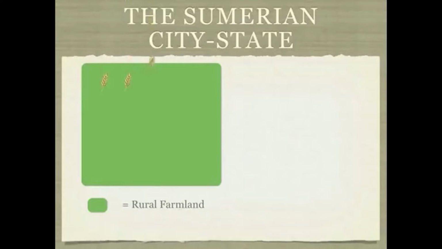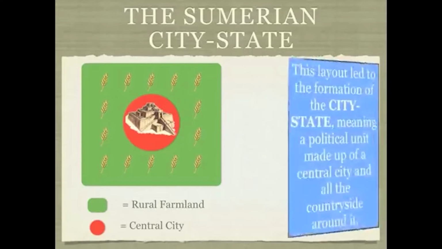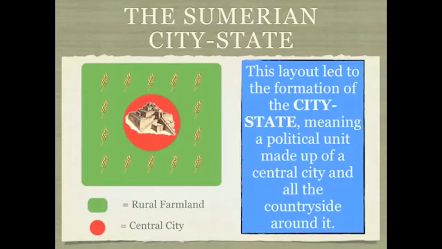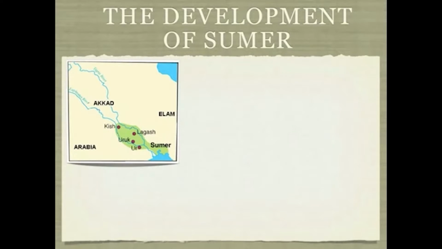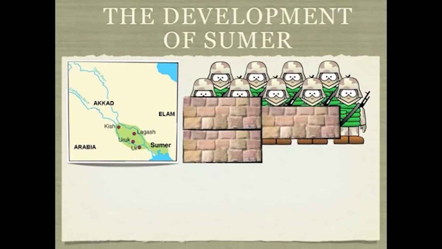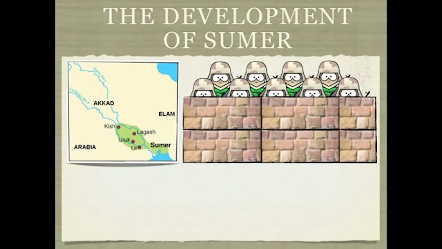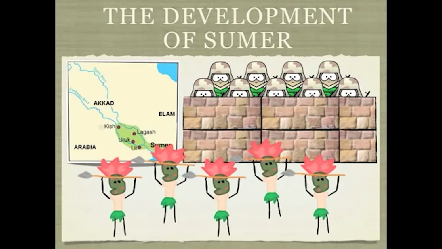The Sumerian city-state. Originally, Sumer was made up of two parts: rural farmland, where they grew crops like wheat and barley, and a central city, where you would find a main temple, shops, and homes. This layout led to the formation of the city-state, meaning a political unit made up of a central city and all the countryside around it. Over time, many city-states developed in Sumer, and conflict would arise as leaders would try to expand their territories by gaining more farmland. Because of this, city-states built up strong armies and even constructed strong, thick walls around their cities for protection.